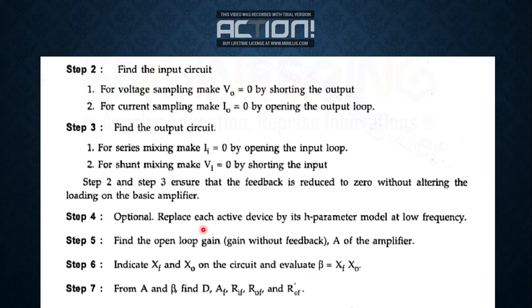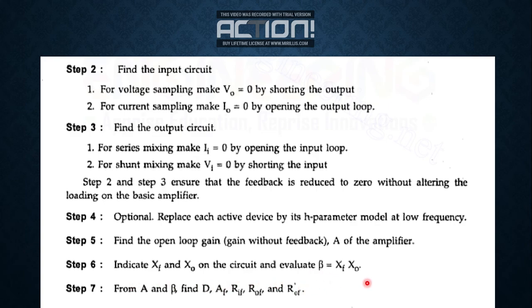Step 4 will be replacing the active device by its H parameter model. We can replace the transistor with the H parameters so that we can more easily analyze them by using H parameters. But this is an optional one. If you are convenient with this, you can definitely go for this. Step 5 will be find the open loop gain, that is gain without feedback. We have to find the gain of the amplifier without feedback. That's what is important.